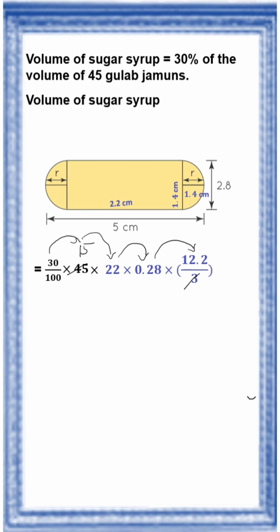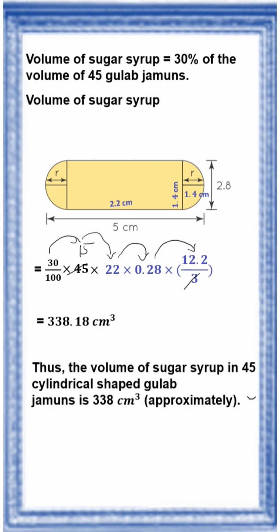What will you get? 338.18 centimeter cube. Thus the volume of sugar syrup in 45 cylindrical shaped gulab jamuns is 338 centimeter cube approximately.